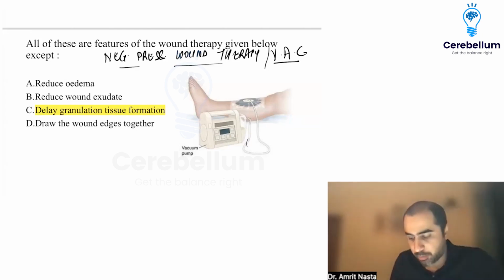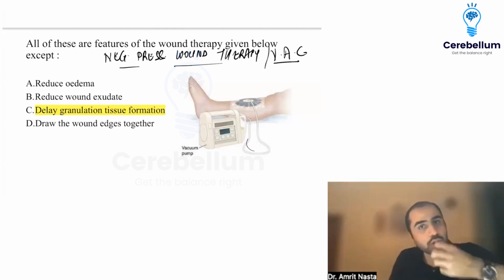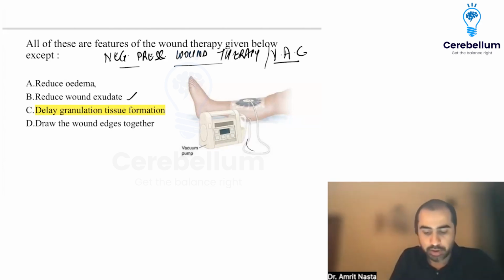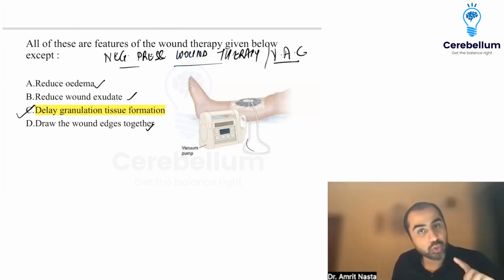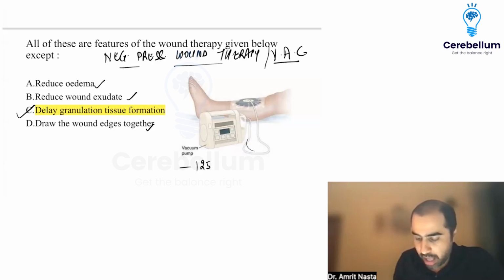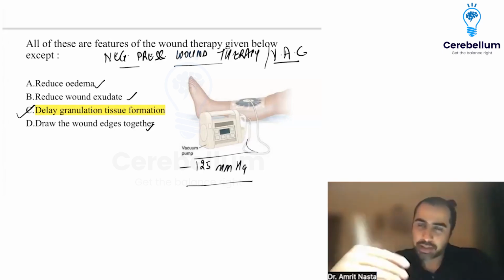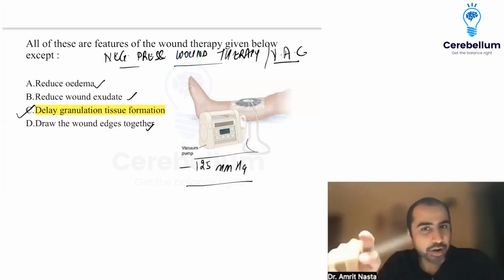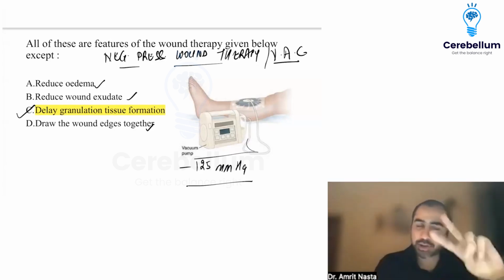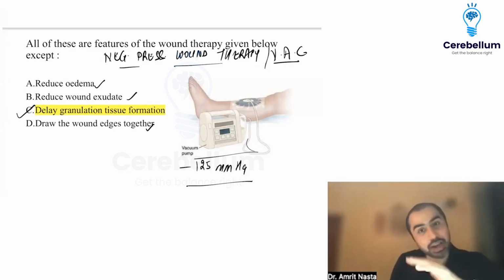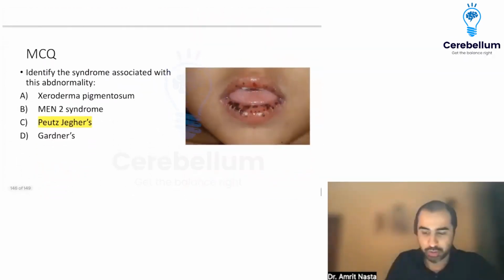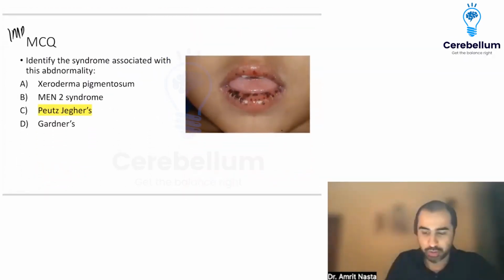So negative pressure is given to the wound. It will suck out the fluid. It will reduce the edema. It will draw the wound edges together. It will promote granulation. It's not minus 120 mm of Hg, it is minus 125 mm of Hg. You should know two pressures: minus 125 here and 30 mm of Hg for pressure sore. For bed sore, 30 mm of Hg; for negative pressure, minus 125. These two numbers you should know. Important. This question will come in your exam.